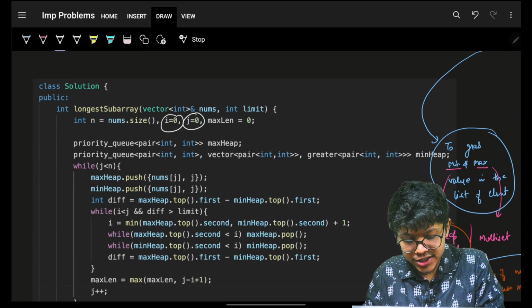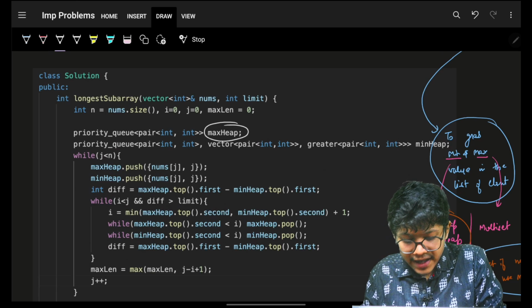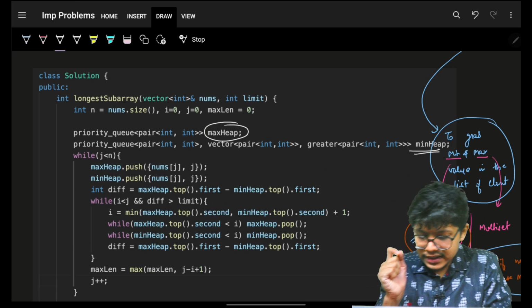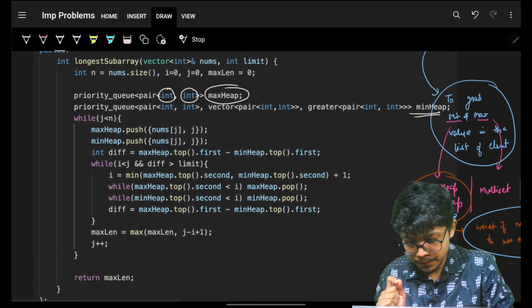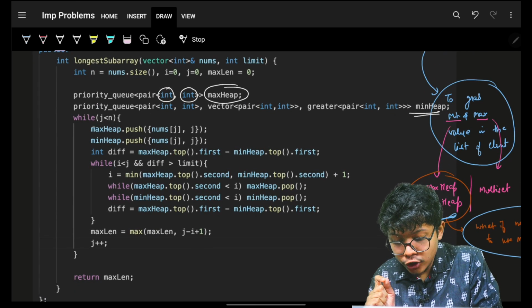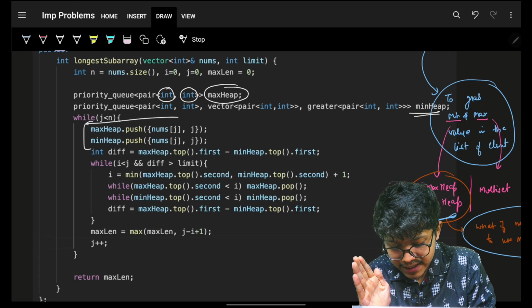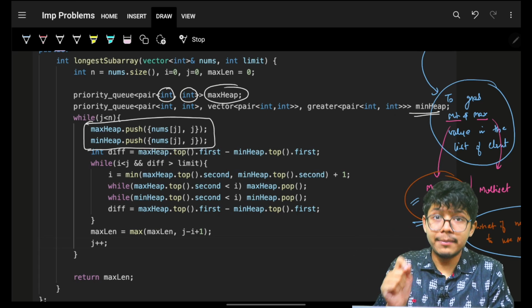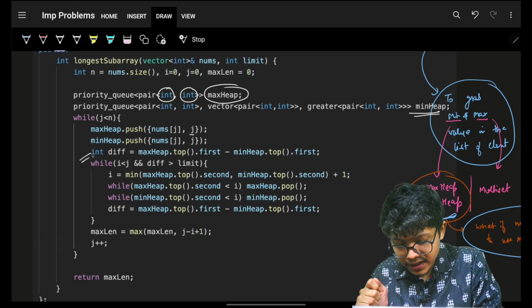Again, same i and j, same max length to maximize my answer. I use a max heap and a min heap. The only thing is that now I have the element and the corresponding index of the element also. Now while j is less than n, incorporate your j, which means push nums of j in your max heap and min heap. When I say push, I mean push the pair, nums of j and the corresponding j also.